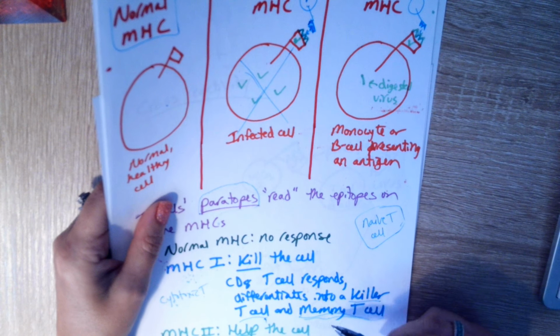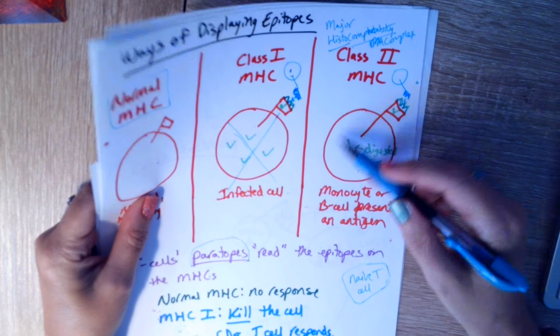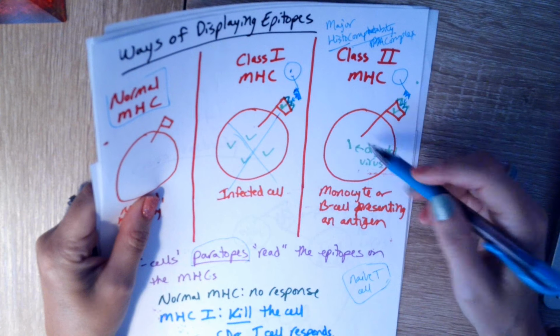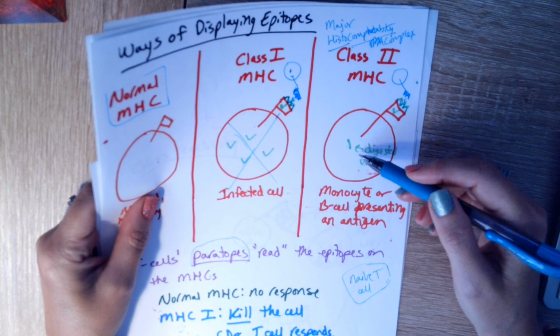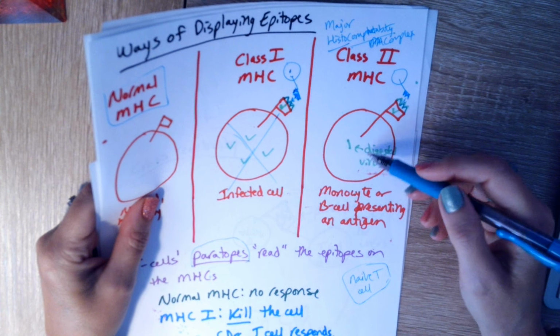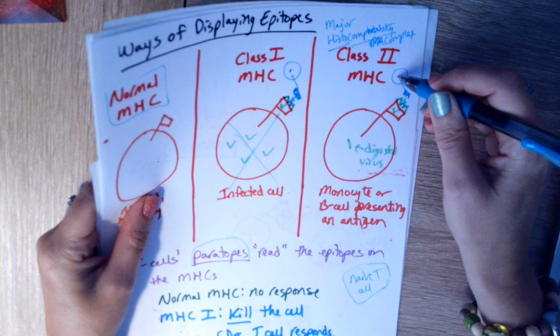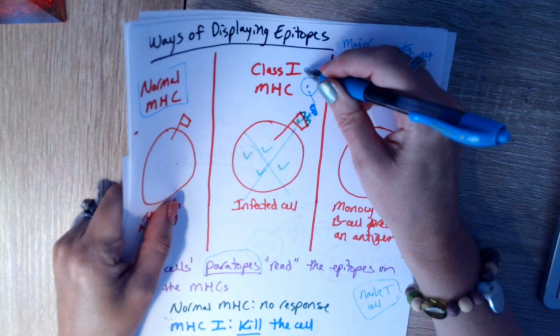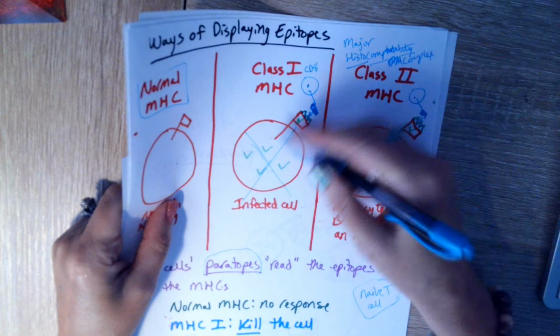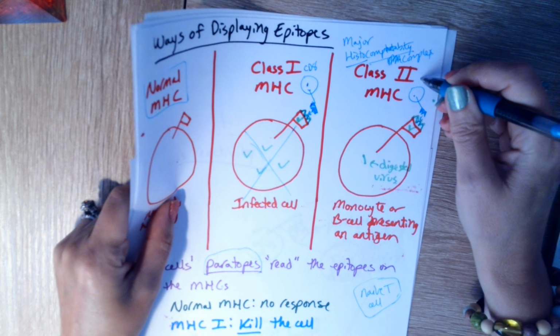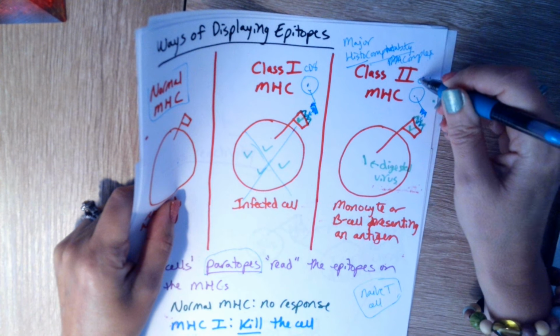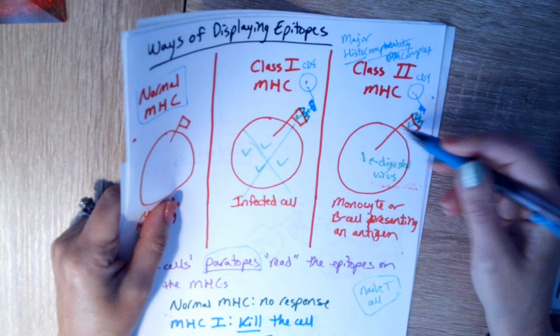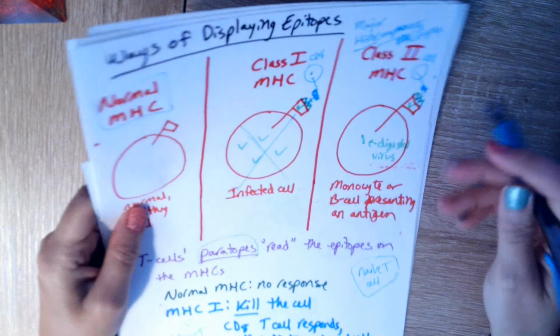pathogen again. Now, in this case, we do not want to kill our B cell or our monocyte for doing its job. We want to help it do its job. So this will be a CD4 cell. So we have a CD8 over here to kill the infected cell. And over here we have a CD4 cell to help the cell that has phagocytized this pathogen.